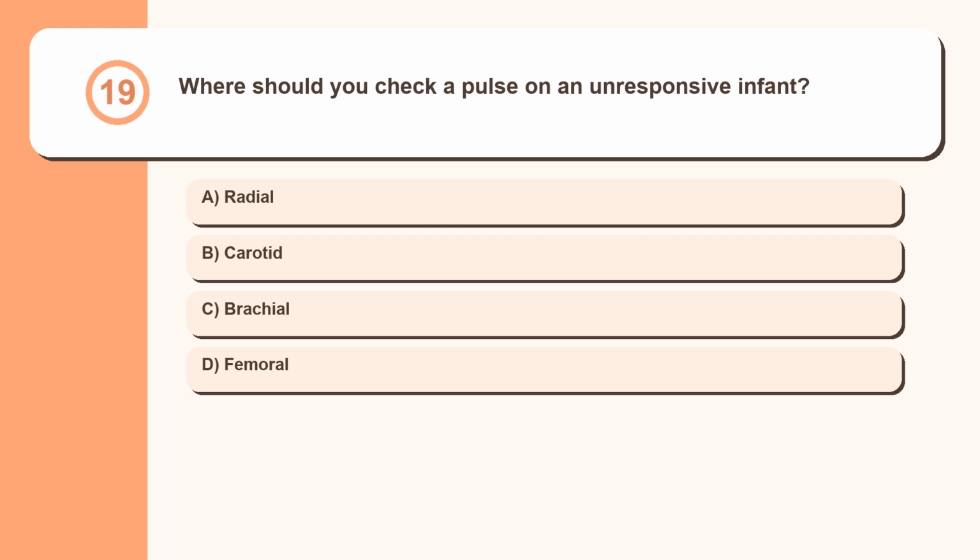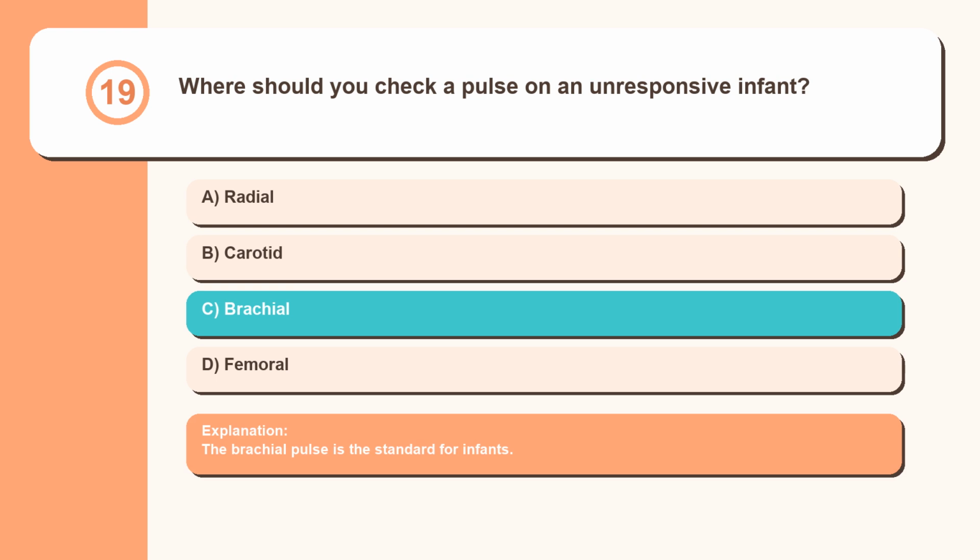Question 19. Where should you check a pulse on an unresponsive infant? Radial, carotid, brachial, femoral. The brachial pulse is the standard for infants.